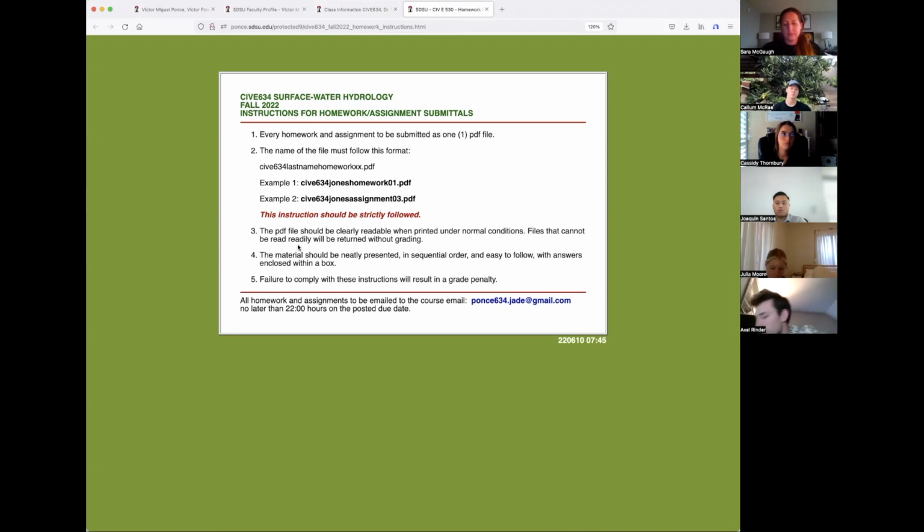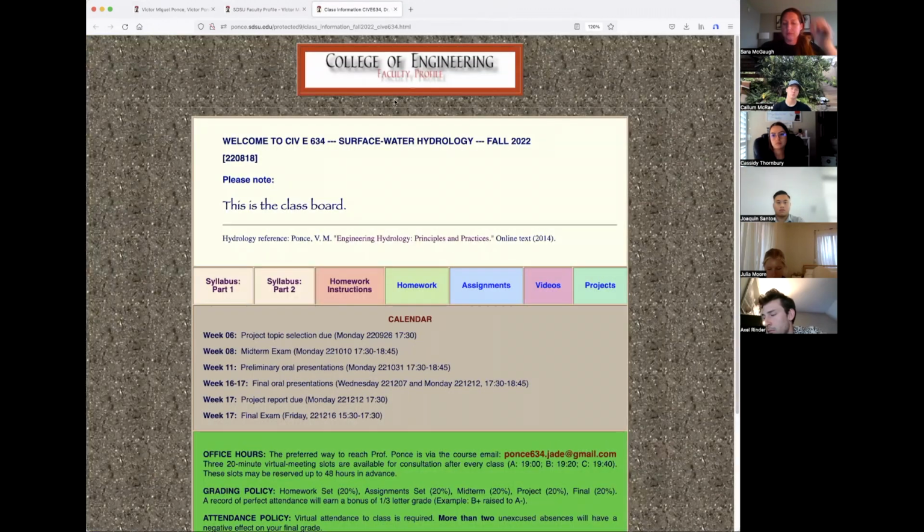Files that cannot be read readily will be returned without grading. Material should be neatly presented in sequential order and easy to follow, with answers enclosed within a box at the end. Failure to comply with this instruction will result in a grade penalty. Okay, so that's basically the homework instructions. Please follow your homework instructions.